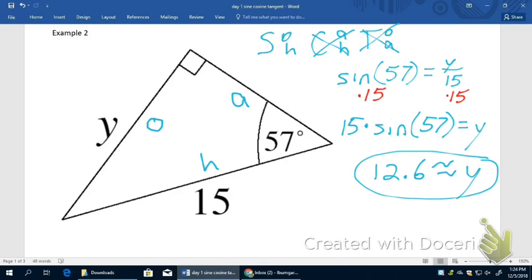If you didn't get 12.6 and you know that you typed it incorrectly, again, check the mode on your calculator and make sure you're not in radian, that you are in degree.